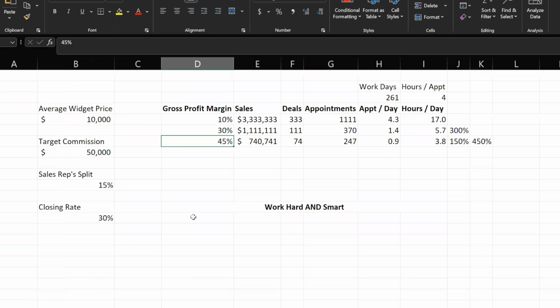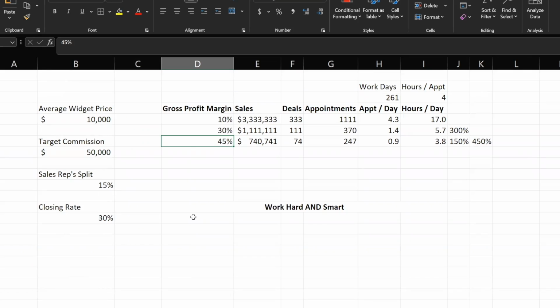Now, let's move into the margin. So how does the different margin affect you? Let's say you're a salesperson and your commission, or at least a portion of your commission, is derived from the gross profit of whatever project or product that you're selling. So let's say whatever product or project, we'll call it a widget, is sold at $10,000. And you want to get to an annual commission, or at least part of that commission, to be $50,000. And let's say your split from the gross profit part is 15%, and your closing rate is 30%.